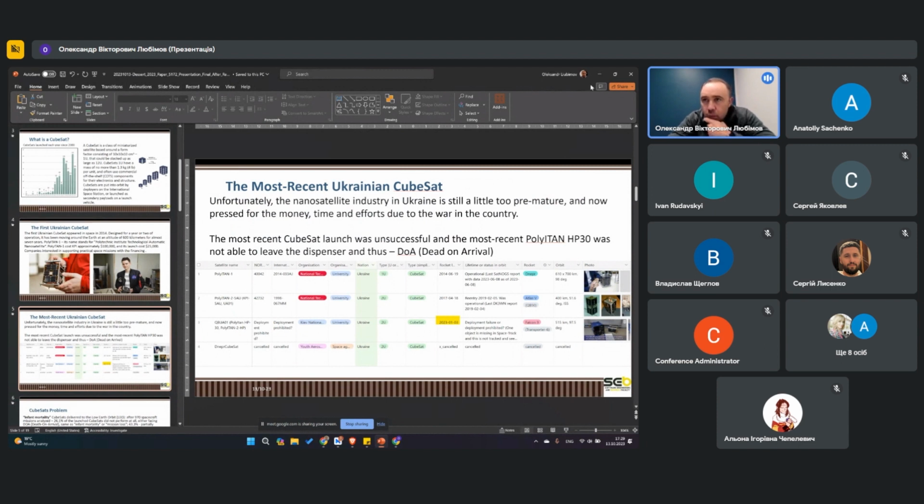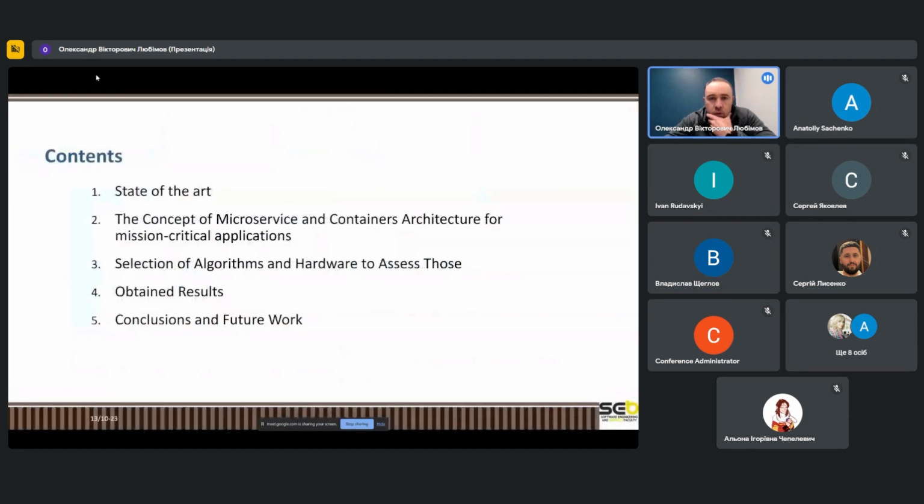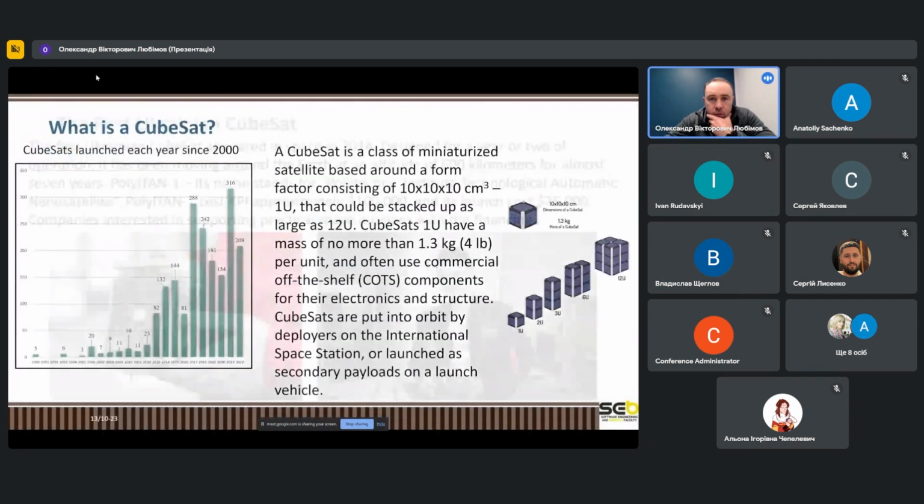Do you see my screen, by the way, because there is some question in the chat or what? Yeah, we can see. Okay, good. Sorry, I'm just browsing again.